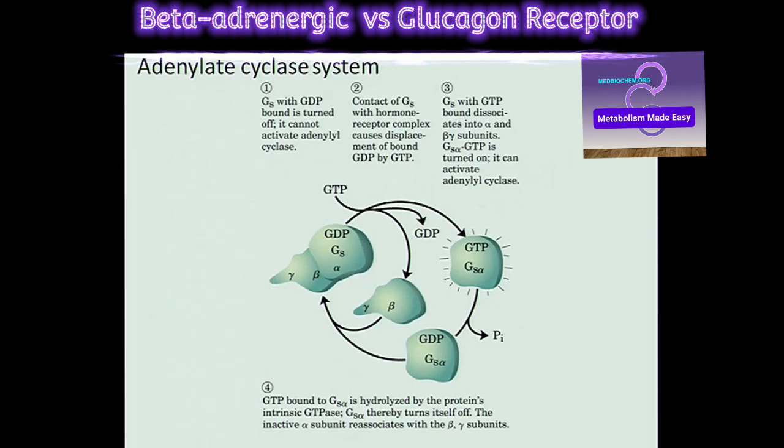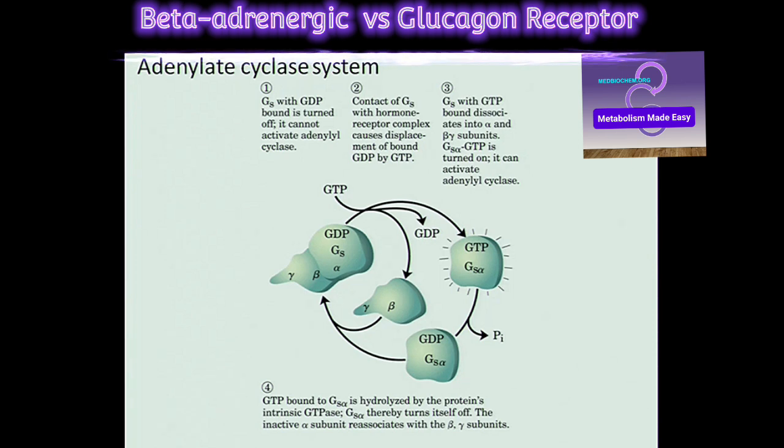There's a little more detail here. This is just the G protein by itself, and let's say this G protein was activated by the receptor, and here comes GTP. It kicks off the GDP, replaces it, and it binds to the alpha subunit after it has dissociated from the beta gamma. This is the active form of the G protein, Gs-alpha.